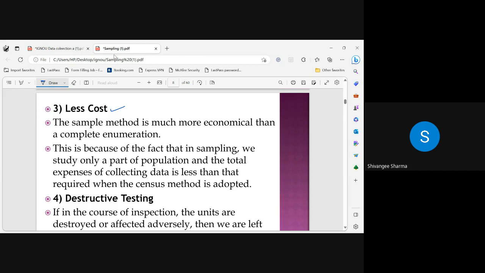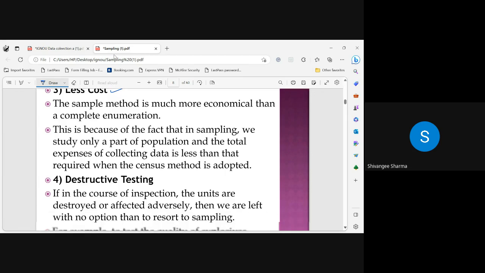It means you will be having more resources available to study, and because of that, the cost consideration in sampling techniques or in studying the sample or analyzing the sample is less as compared to the census method.